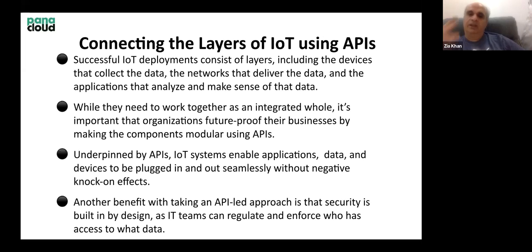What it's basically saying is, imagine if your cloud application is directly connected to a device and the device is changed or the device goes down, the entire system will go down. But if there are clean, well-defined APIs, everything will continue working because it doesn't matter if you change the device, the new device will keep on working. Another benefit of taking the API-led approach is that security is built by design, as APIs can regulate and enforce who has access to what data. Of course, APIs have security, so you don't have to worry about security in this case.